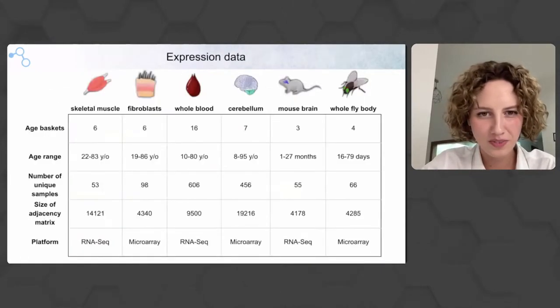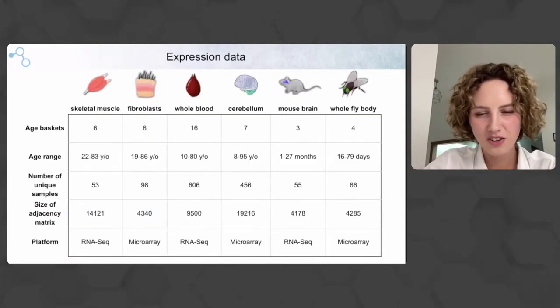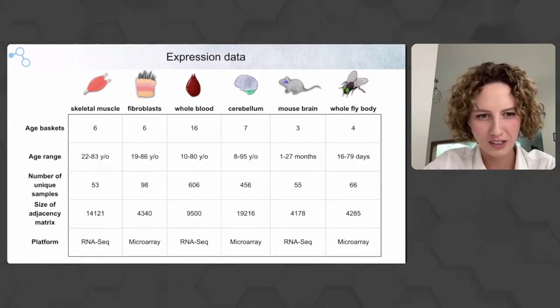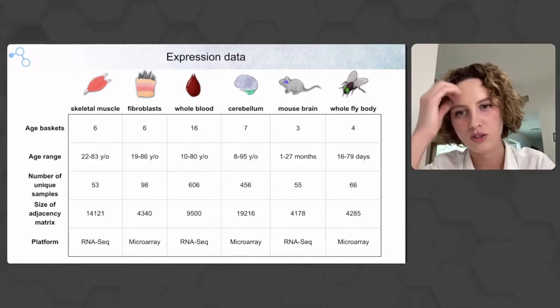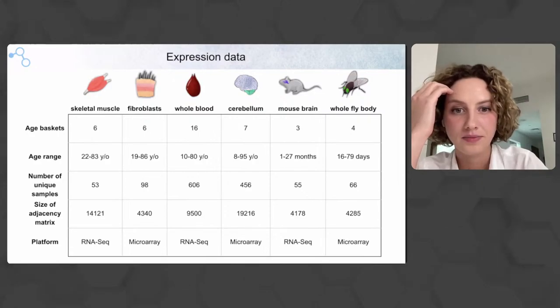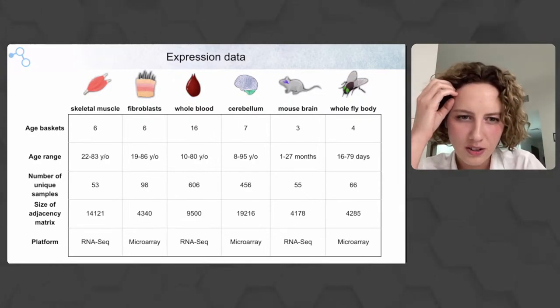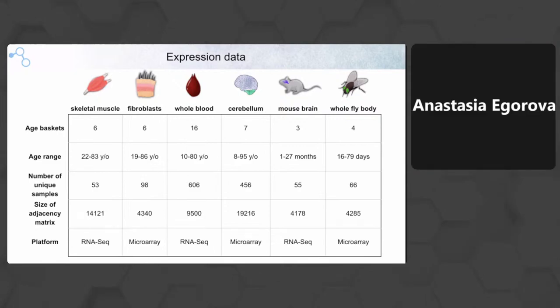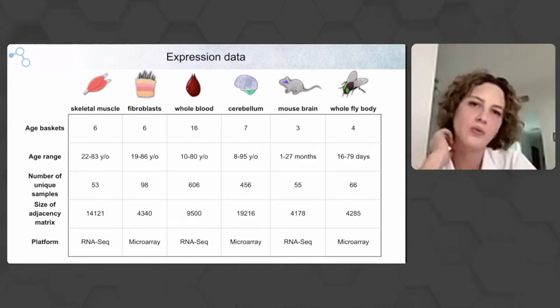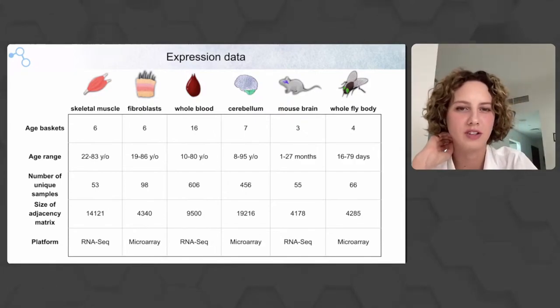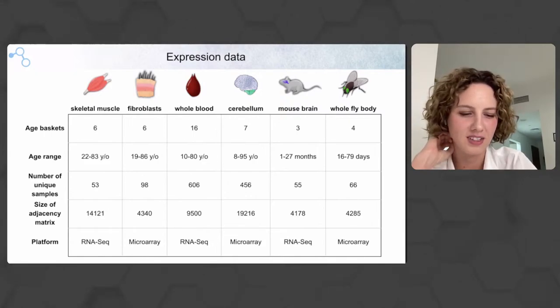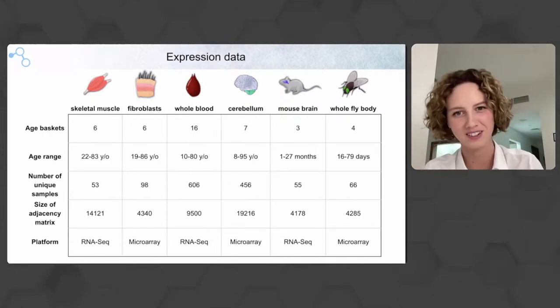Yes, thank you for the question. Here is a full chart of data properties that we used. Around 25 samples for each age basket were used. Sorry, once again, you asked whether we used male and female samples differently? Yes, we used male and female together. But now we have another data set where we separated it.